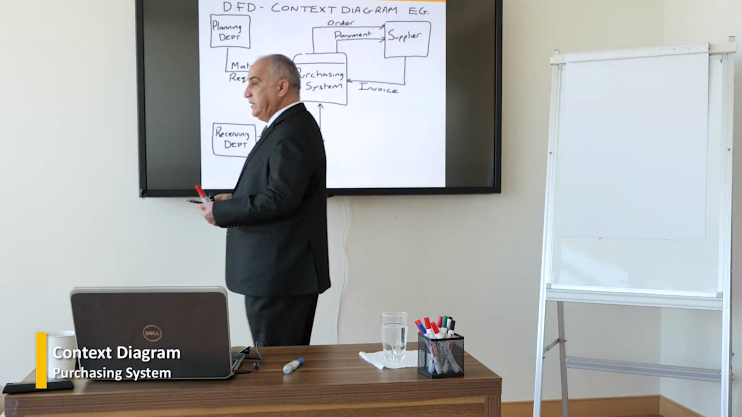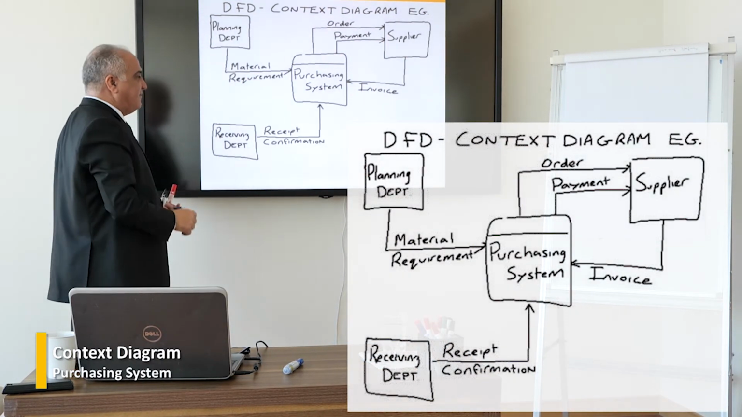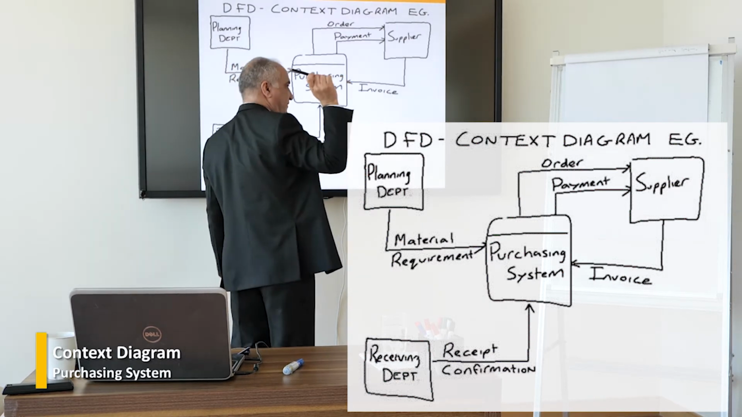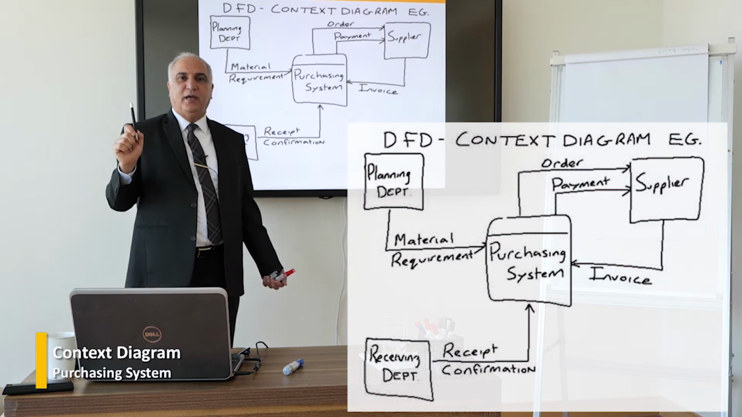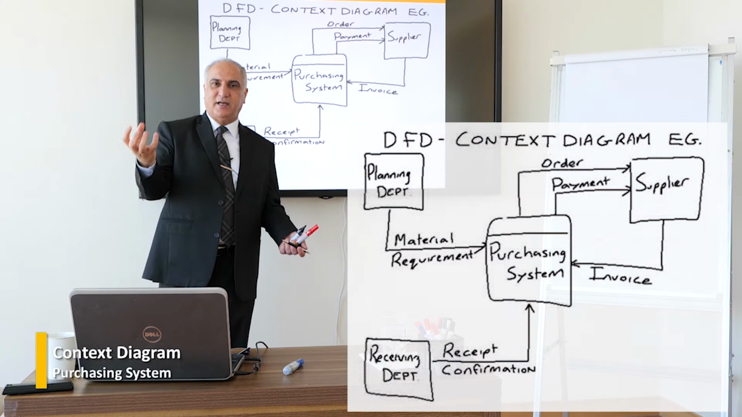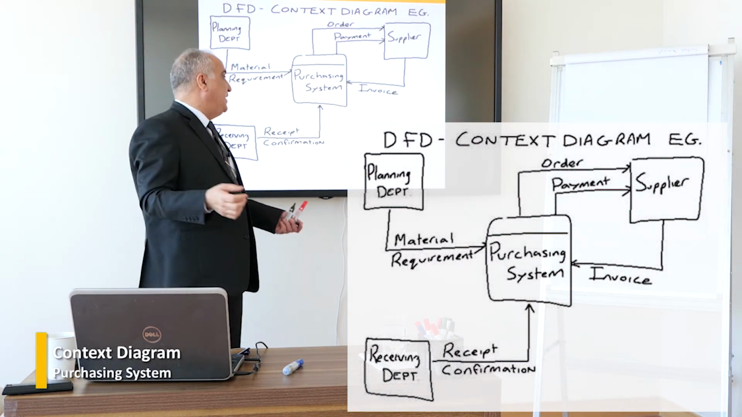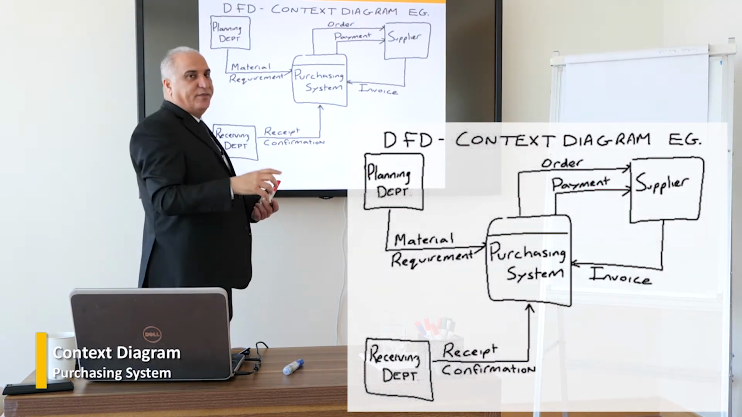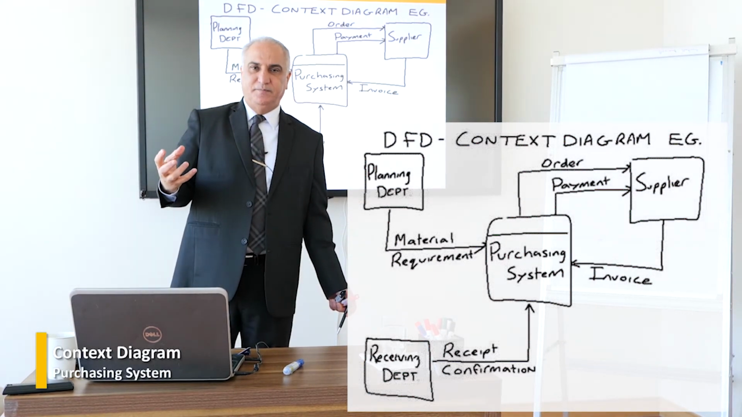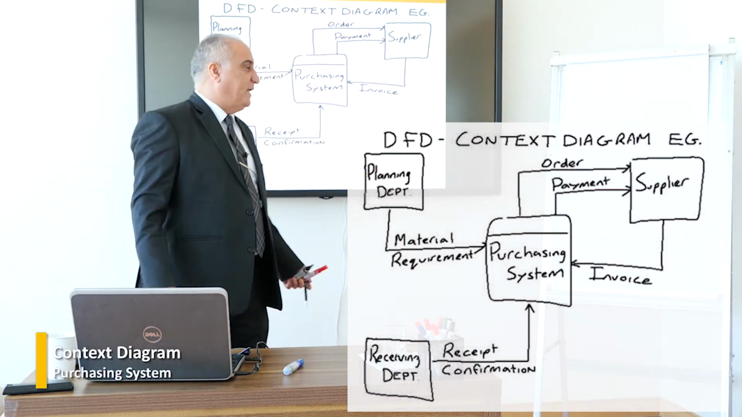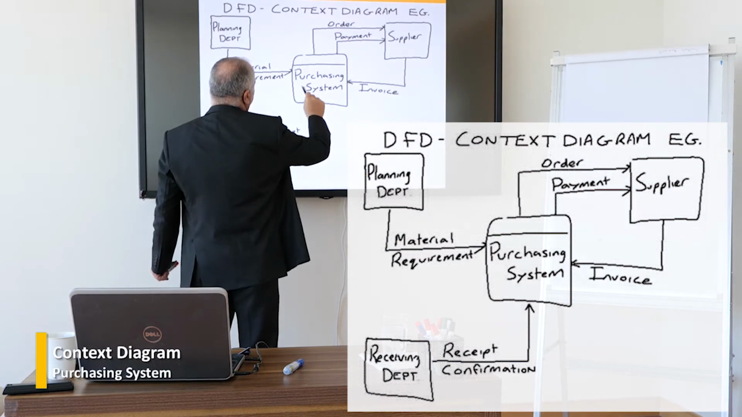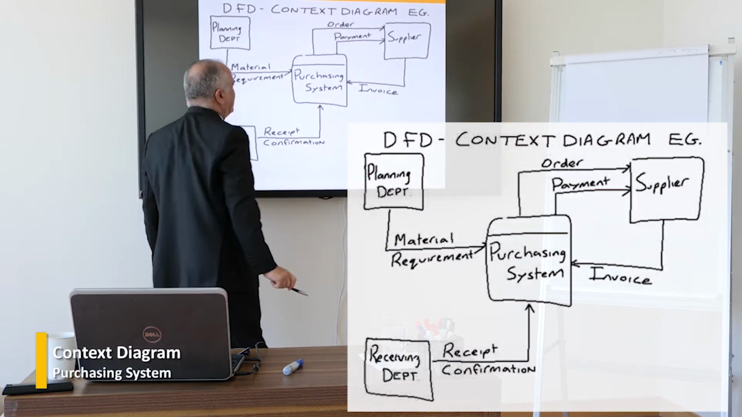Now, again, we have a system. In this case, it is like we have an Uber information system. Now we have a context diagram for a purchasing system. So think about it, a company wants to create a system called purchasing system. That's the name of the system. So this is a context diagram for a system called purchasing system.